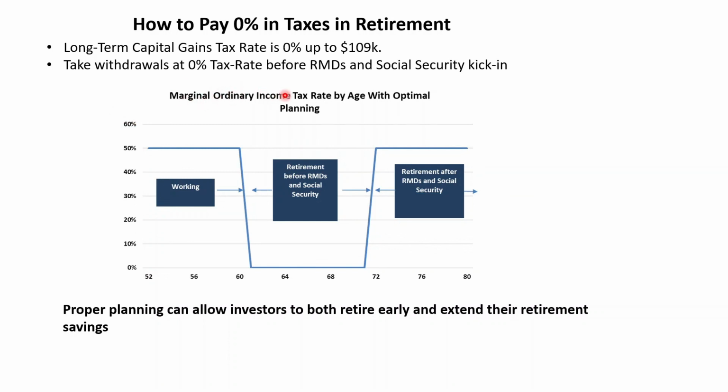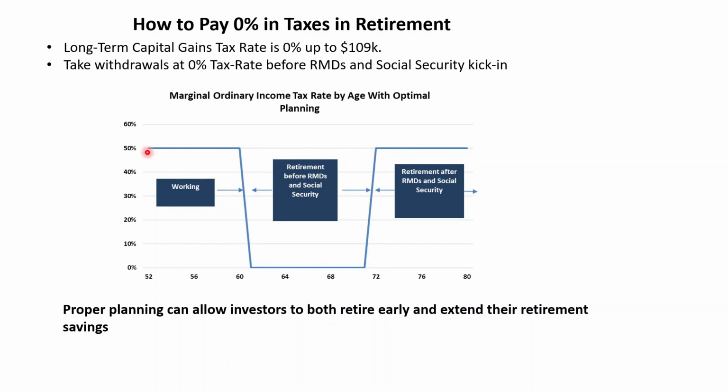This is the marginal ordinary income tax rate by age with optimal planning. When this individual is working, let's say they're working until 60, they're in the highest tax bracket. Let's say it's 50%. But immediately after they stop working, their tax bracket, especially if they're in an all equity portfolio that doesn't really pay dividends, drops to close to 0%, right? They're not making any income, and they're not taking any Social Security. So there's an opportunity here before they start taking Social Security or have RMDs from any IRAs, when their tax bracket is going to be really, really low.